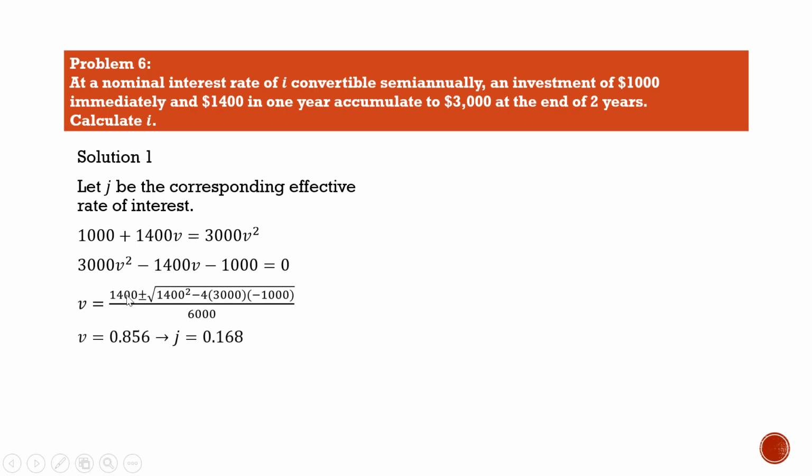V should be 0.856, and from here we find J by taking the inverse and subtracting 1, so J should be 0.168. Now we have J, the corresponding effective rate of interest. To find I, remember (1 plus I over 2) squared is equal to 1 plus J. So from here I is 16.16%.